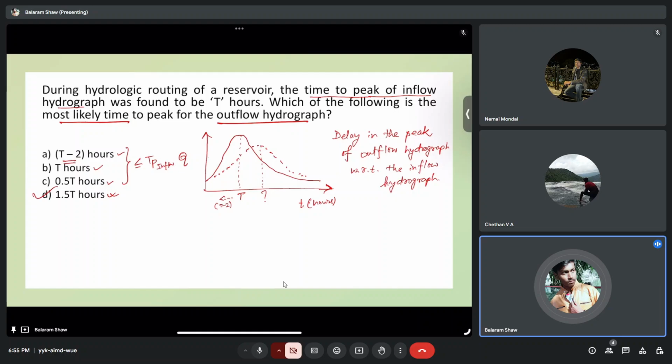The next question is, which of the following is not an assumption in the pulse method? Okay, so we'll just see the pulse method first, and then again we'll come back.